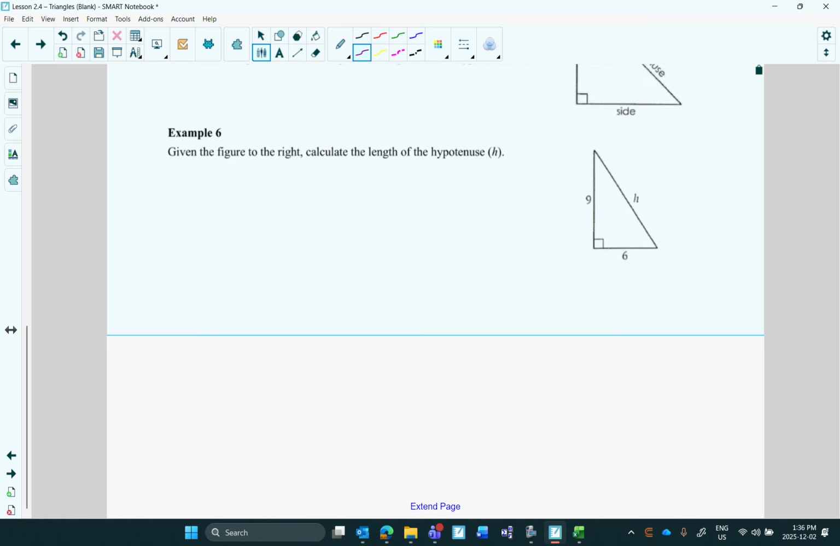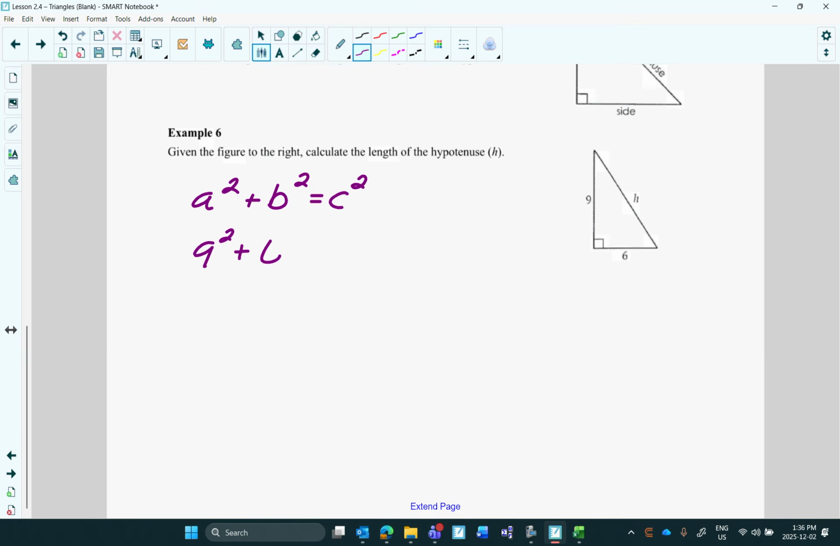So in this example, how would I find the missing side called h? Well, I use the formula a squared plus b squared equals c squared. What could I substitute for a? 9, and then 6 for b, and then instead of c, right? Look at the diagram. What's c called? H.